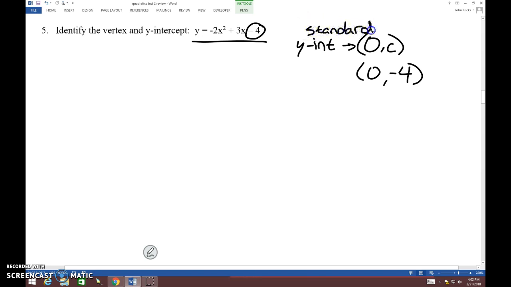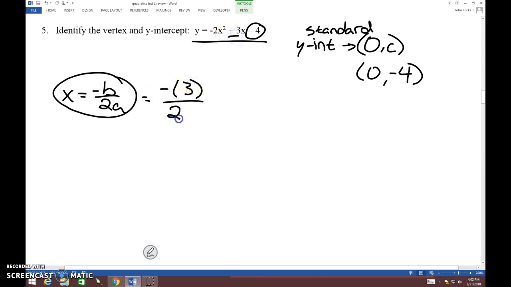That's only standard form. It doesn't work for the other forms. Now, to figure out the vertex, we're going to use the formula x equals negative b over 2a. Make sure you have this formula memorized, or you're not going to have that on the test tomorrow. So, to work that out, we know here we've got negative times b, which is going to be positive 3, divided by 2 times a, which is going to be negative 2. And then we just solve the problem.